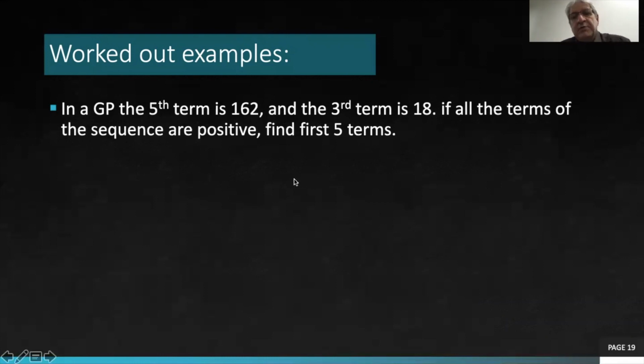Now we want to find the first 5 terms. Let us see how we can find the common ratio and first term. Now, what we know is that the fifth term is this. That means AR to the power of 4.